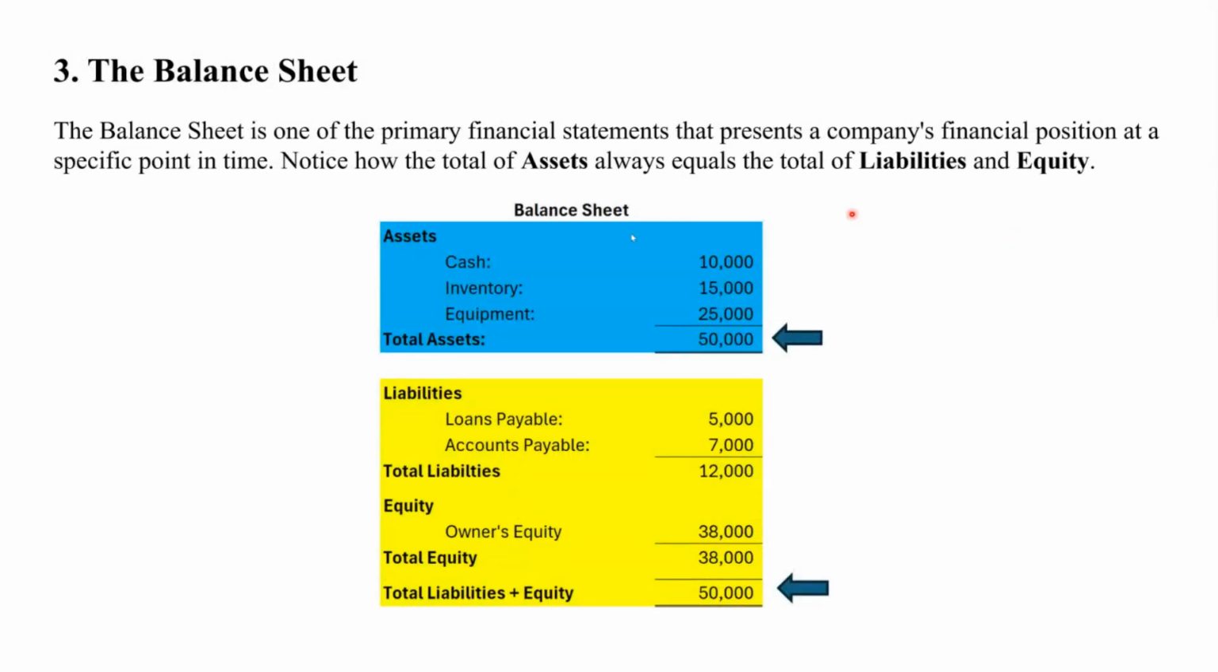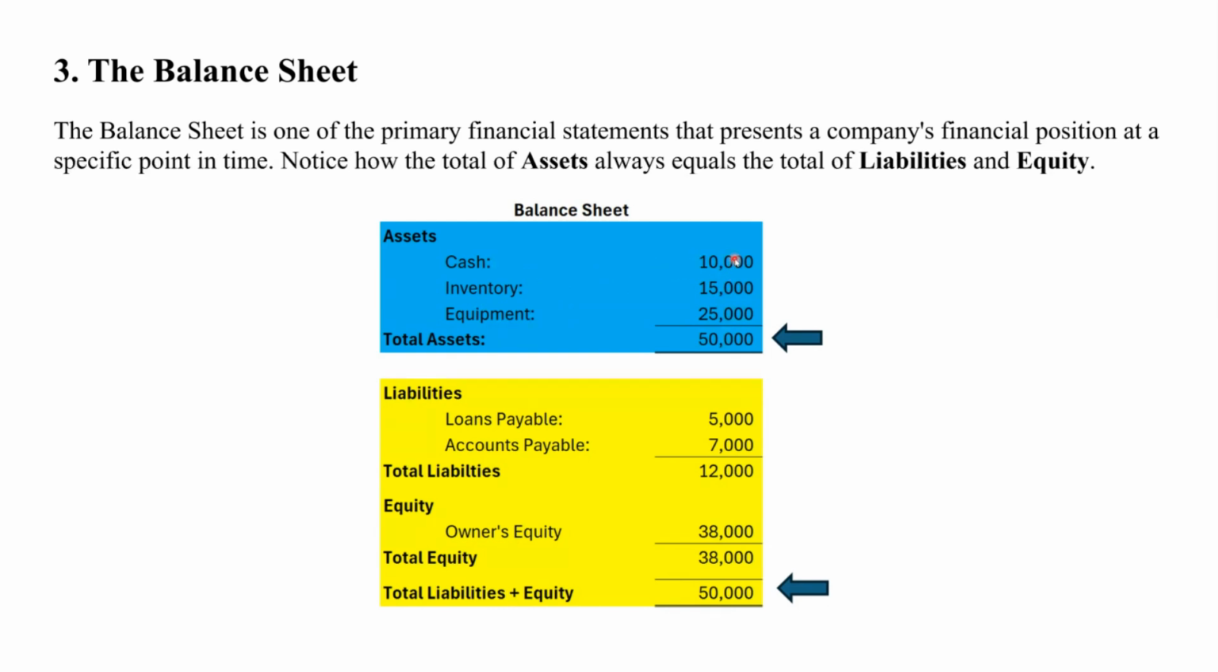So here is what the balance sheet looks like. This is the most simple case. You have assets on top, and it's cash, inventory, equipment. And you see how they're organized, actually, in what I said before. I don't have accounts receivable here, but you see how cash is on top, then inventory, equipment.